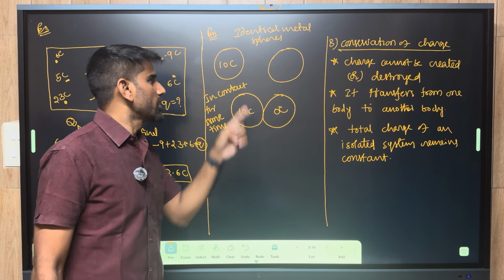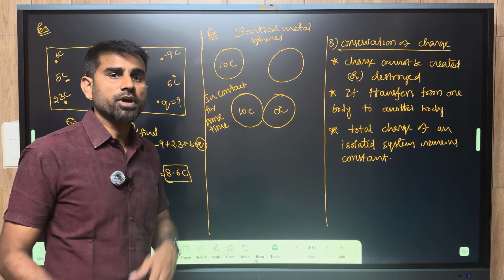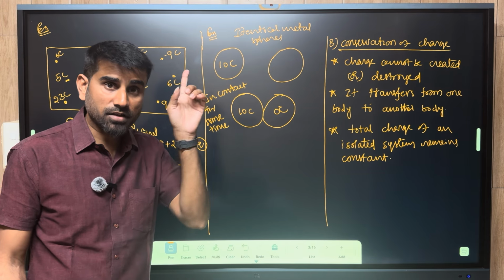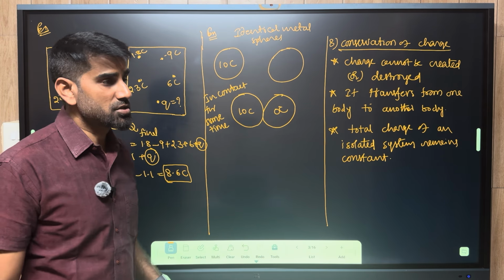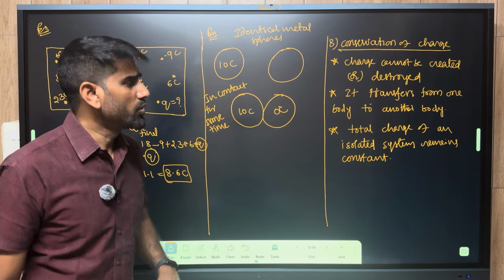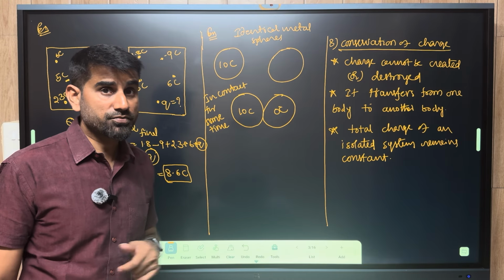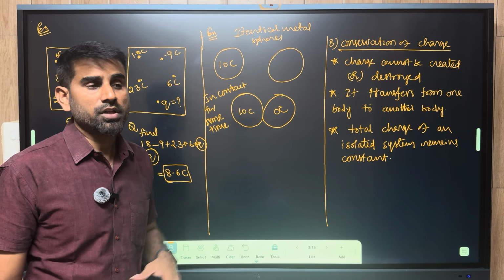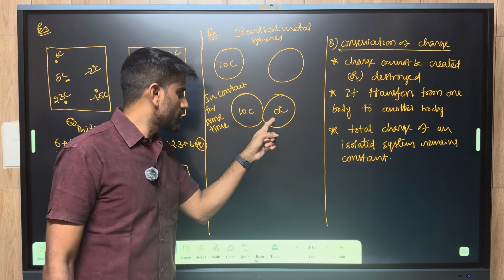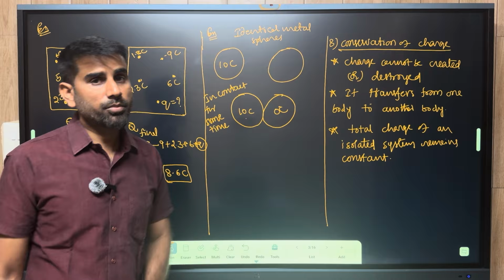But for now, consider these two objects as identical, and the charge is flowing from higher charged body to lower charged body. In general, it is higher potential body to lower potential body, but as we have considered identical bodies, it is higher charged body to lower charged body. Now, to what extent does the charge flow? Charge flows till equilibrium is obtained.